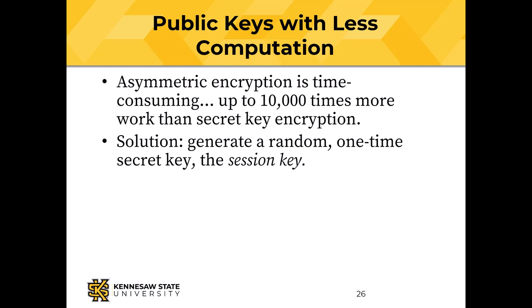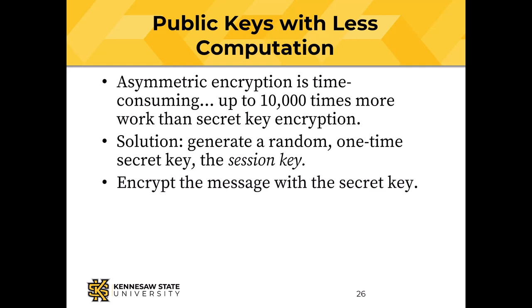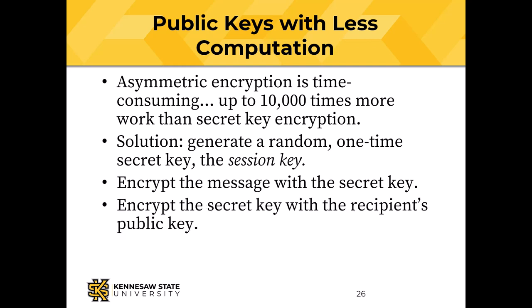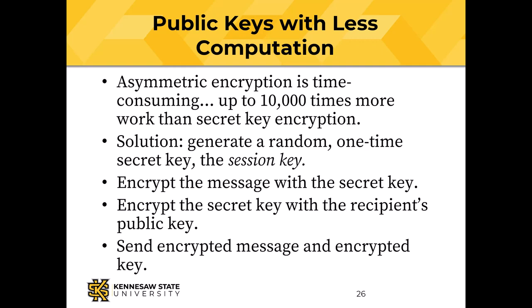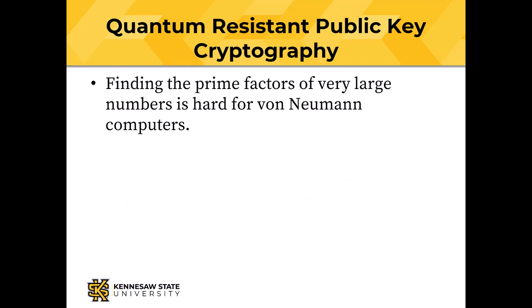The solution is we're going to generate a random one-time secret key that's called the session key. I'm going to encrypt the message with the session key. All right, that session key is maybe 256 bits long. The message might be a megabyte or more. I can encrypt the session key with the recipient's public key. Now I'm doing public key crypto, but I'm doing it on something that's only 256 bits long. So that's going to happen in a second or so. Then I send both the encrypted message and the encrypted key. And we'll see a picture in a minute.